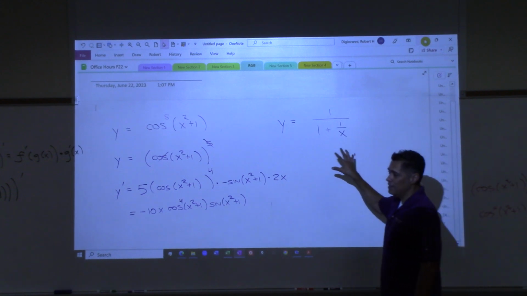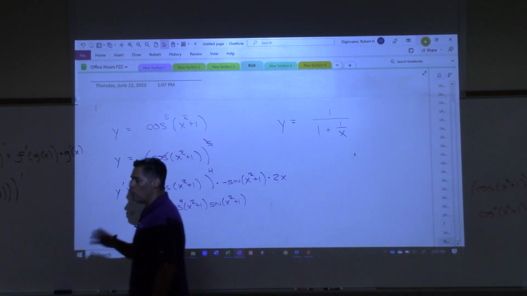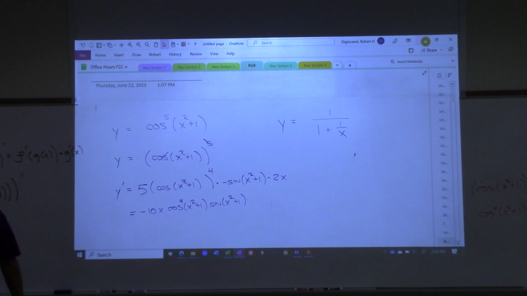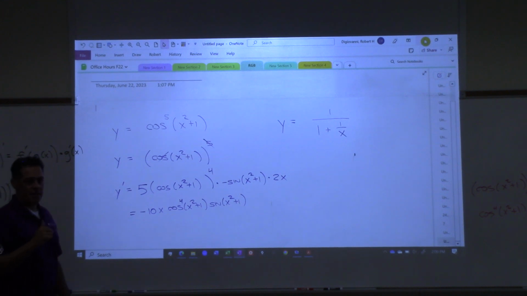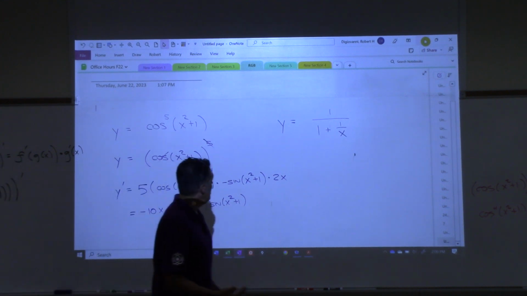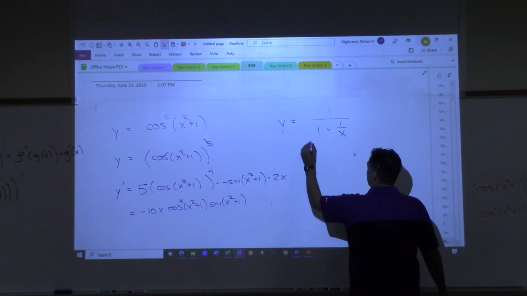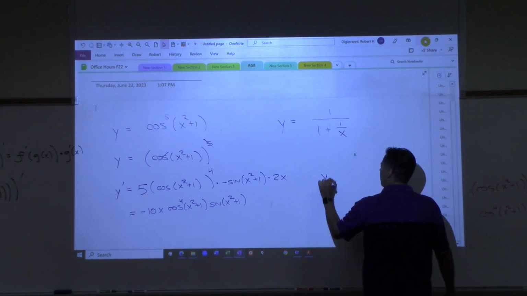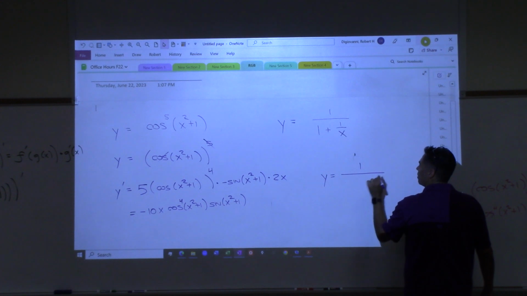This one is tricky. And look, there's more than one way to do this one, but here's the way I think is the cleanest, easiest way, and that is to try and rewrite it first. Don't try a derivative yet. Just try and rewrite it. Let's write it like this first.